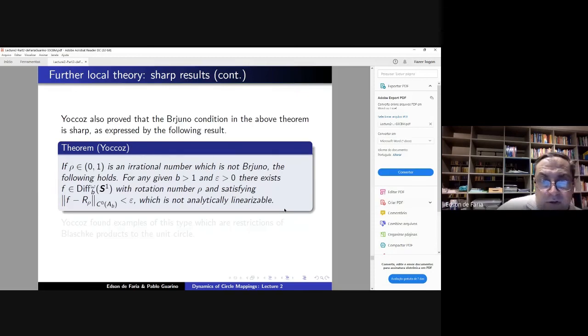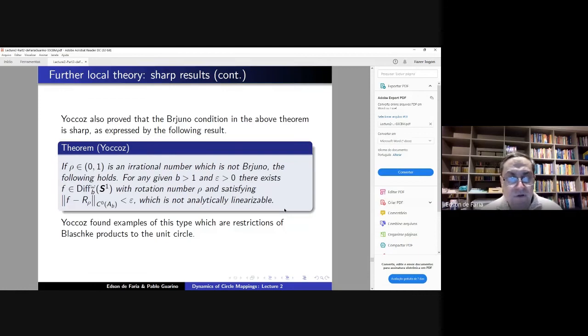In any annulus and for every epsilon, you can find an analytic diffeomorphism which is defined on that annulus, okay? And which is epsilon close to the rotation R sub rho, and yet F is not analytically linearizable, okay? In fact, Yoccoz found examples of this type which are even Blaschke products, restrictions of Blaschke products to the unit circle. I'm not going to go into any of that. For more information, you can look again at chapter 4 of our book.